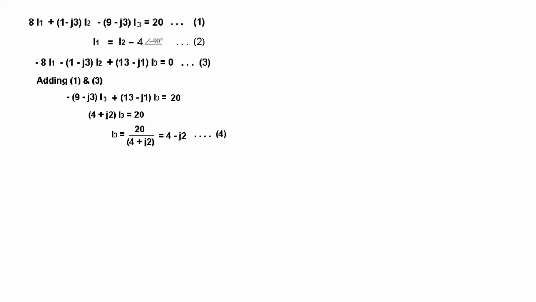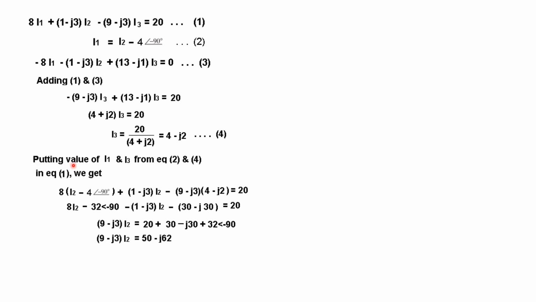Okay, now adding 1 and 3, if you add, you see this term gets cancelled. This also gets cancelled. So all we get is this one. And from here we can find I3 to be 4 minus j2. So this is our equation number 4. Putting the values of I1 and I3 from equations 2 and 4, from here I1 and from here I3, into equation 1. There are many other ways you can solve, but I found this to be easier.